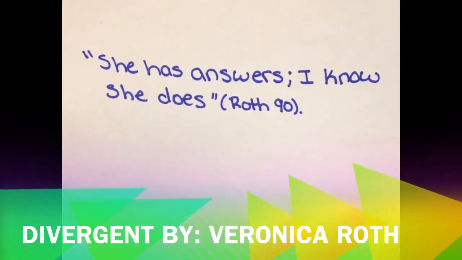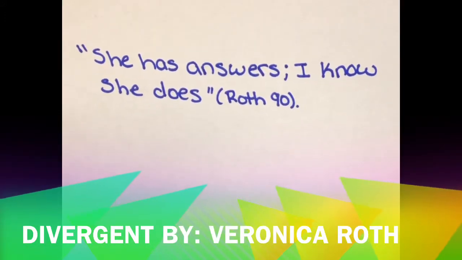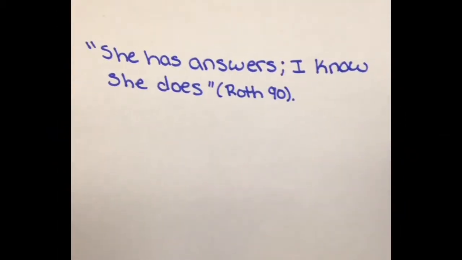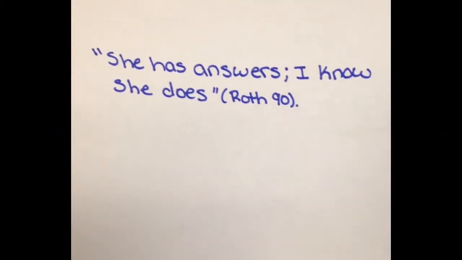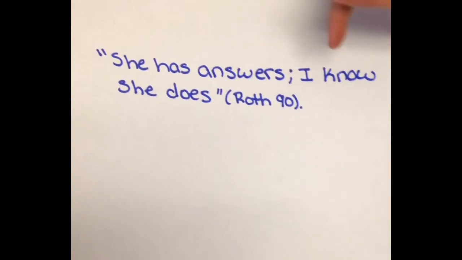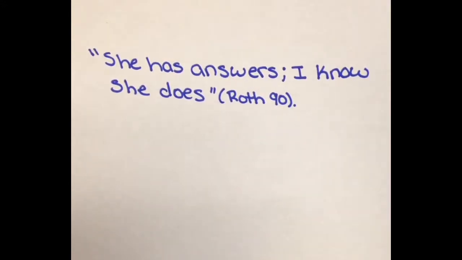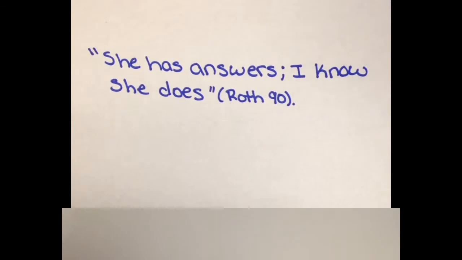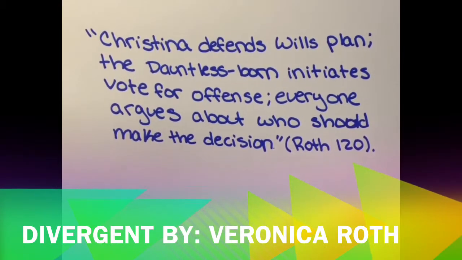In Divergent, Veronica Roth writes, "She has answers; I know she does." The semicolon is used correctly because it joins two sentences. "She has answers" and "I know she does" are two complete sentences. The semicolon combines them.